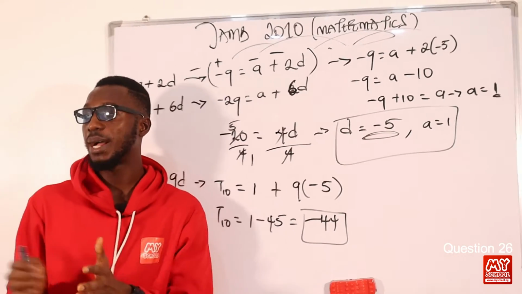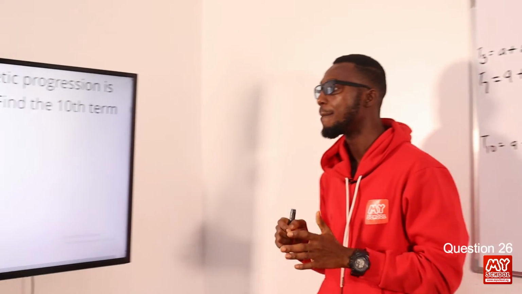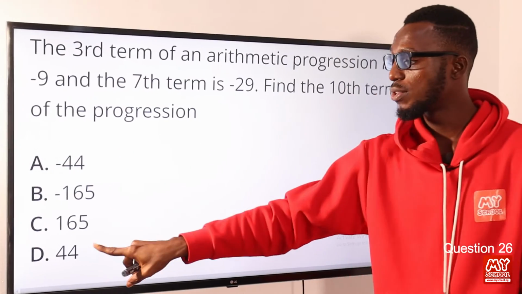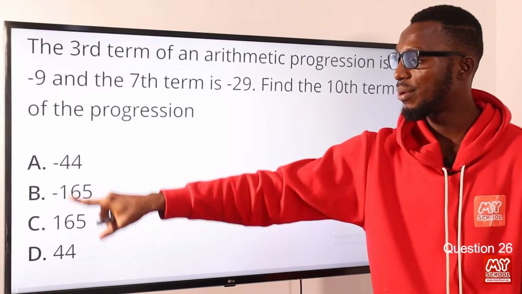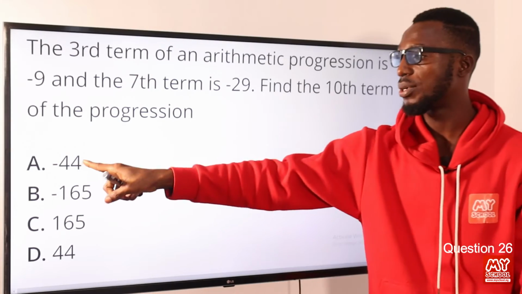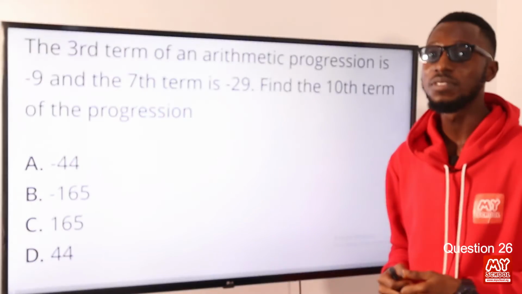So let's move back to the screen to see if we can locate -44. Very well, we have that in option A. So not to be confused with this. This is minus, this is plus. So this is what we've solved and arrived at. So the correct option here is option A for -44.